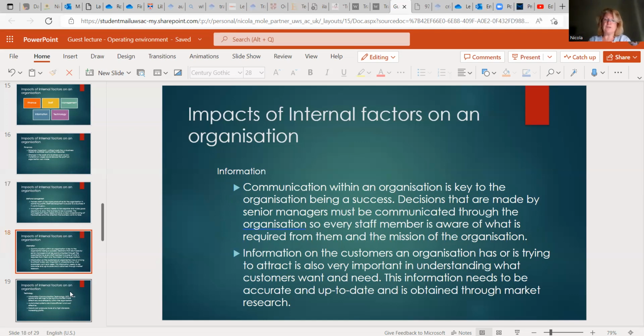We also need information about our customers. All right, we need to know the customers that we have and the customers that we are trying to attract, and also the customers that we lost and why we lost them. All right, we need to understand what our customers want and need, and this information needs to be accurate and up to date and is obtained through market research.